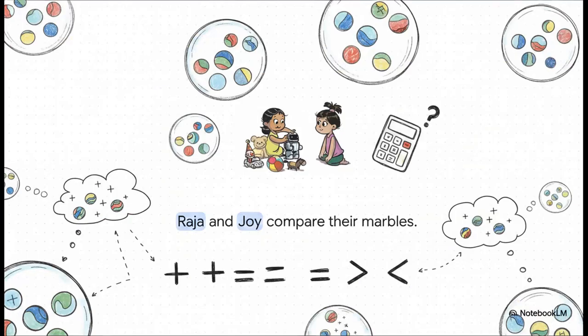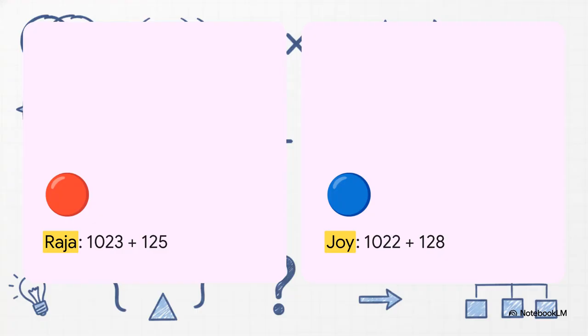Imagine we've got two friends, Raja and Joy, and they're trying to figure out who has more marbles. Let's say Raja starts with 1,023 marbles and gets 125 more today. Joy starts with 1,022 and gets 128 more today. Now, you might be tempted to reach for a calculator right about now. But hold on, let's just look at the underlying logic for a second.